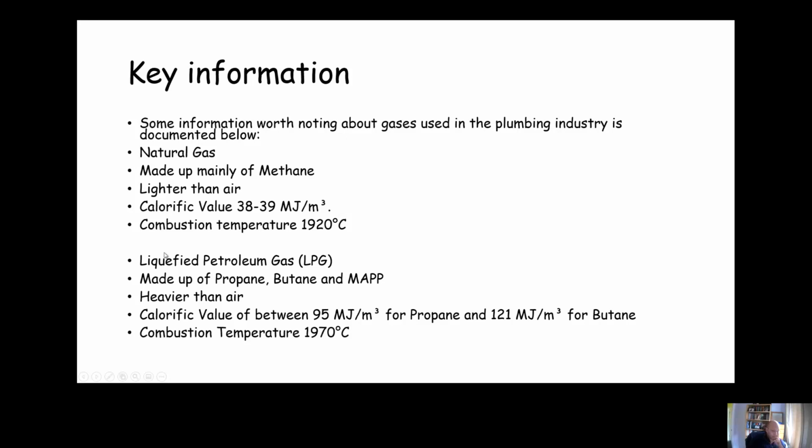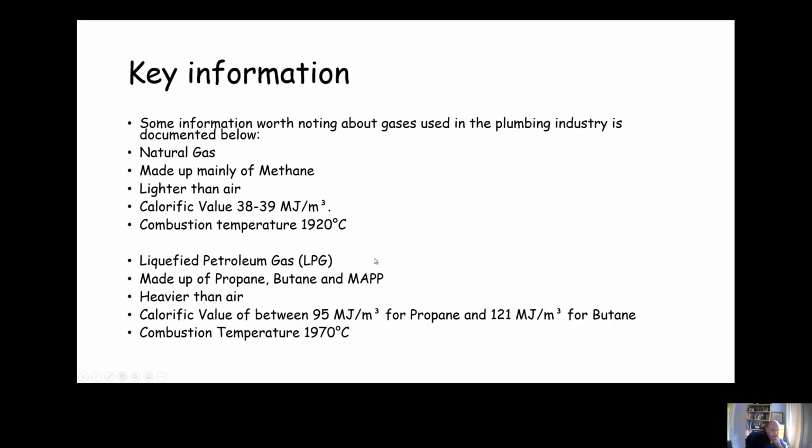LPG is made up of any mixture of propane, butane, or MAP, or any of those individually. MAP stands for methyl acetylene propylene propane. Each of these are heavier than air. Butane's roughly twice as heavy as air, I think propane's about 1.5 times as heavy as air.